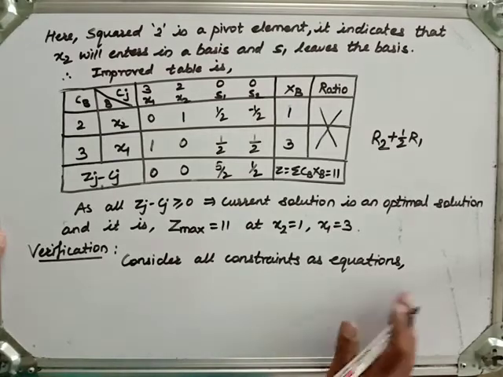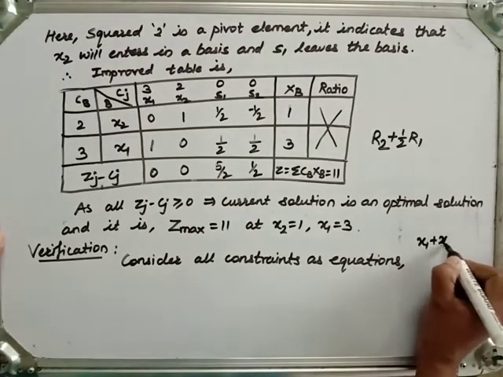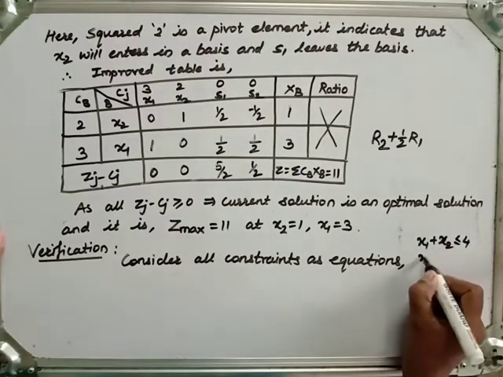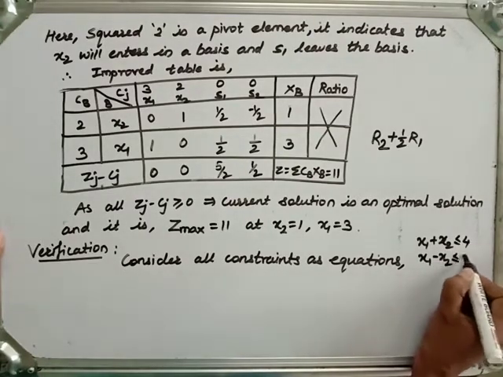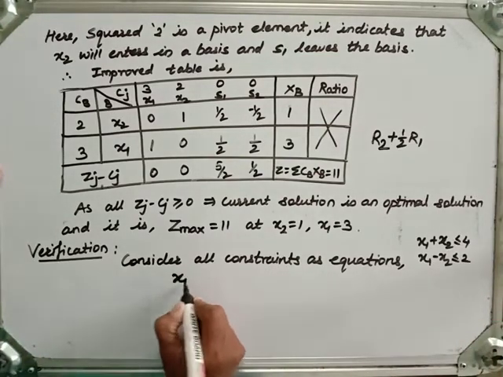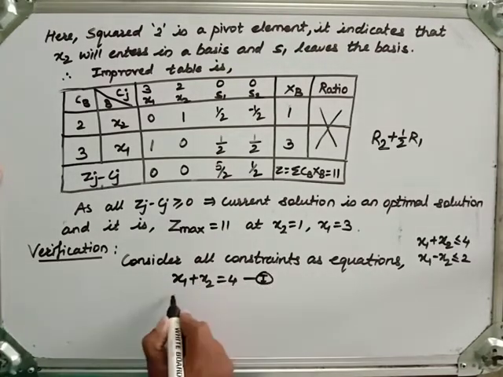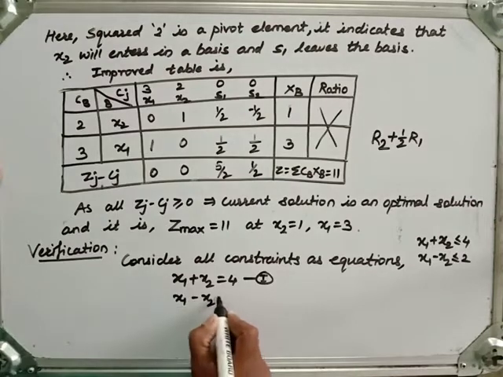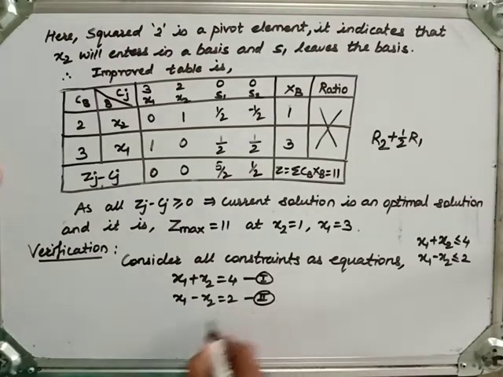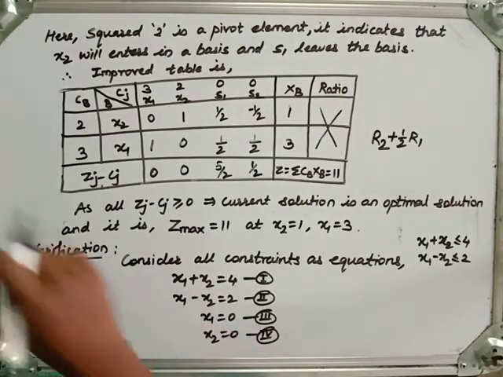What are the constants here? The first constant is x1 plus x2 less equal 4, and other one is x1 minus x2 less equal 2. So and non-negativity constants are also there. So x1 plus x2 equal to 4, this is our first equation suppose, and x1 minus x2 equal to 2 is our second equation. Then x1 equal to 0 is our non-negativity constant, that is third one, and x2 equal to 0 is a fourth one, that is also non-negativity constant.